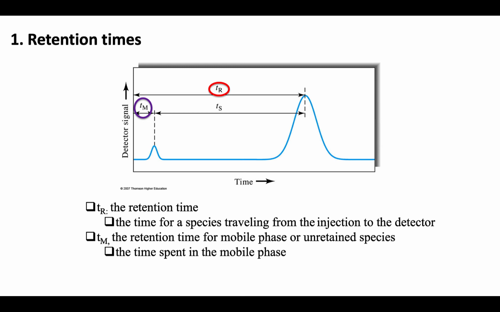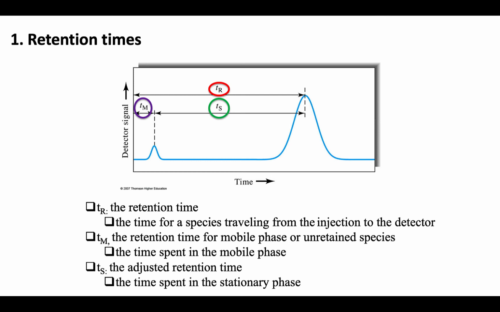The difference between tR and tM is tS, which is termed the adjusted retention time. Removing the mobile phase time from the overall retention time will give us the time that the species spends in the stationary phase.